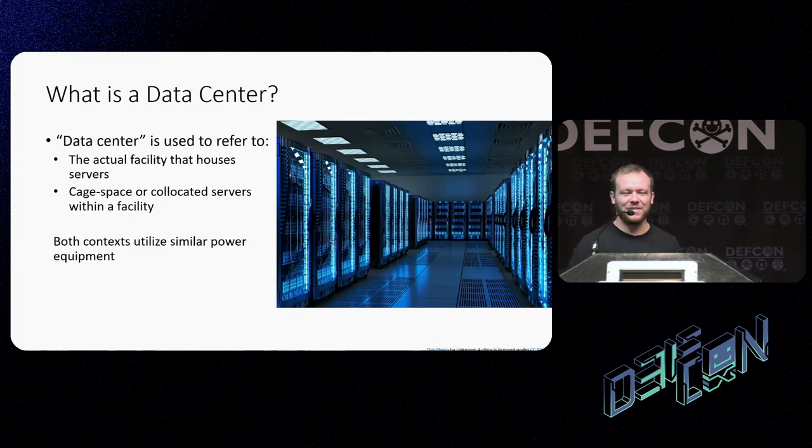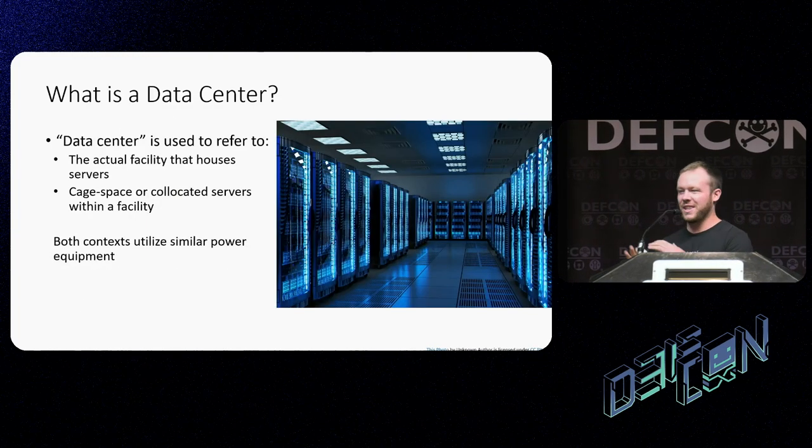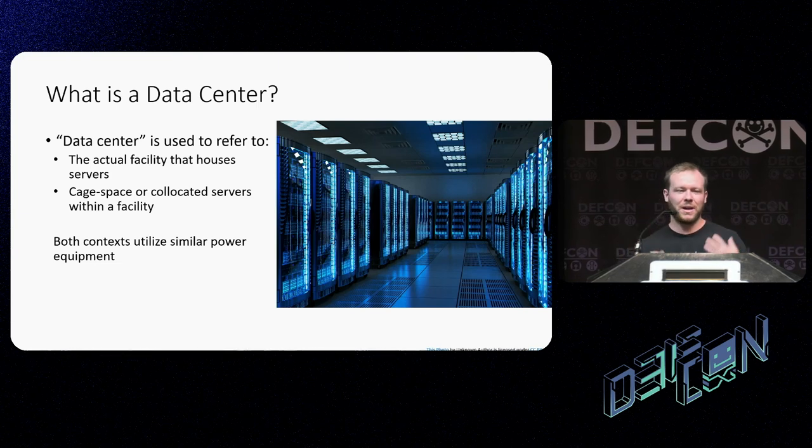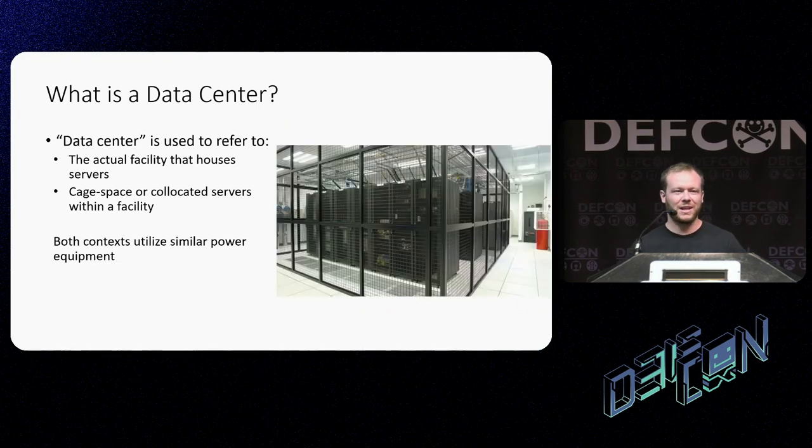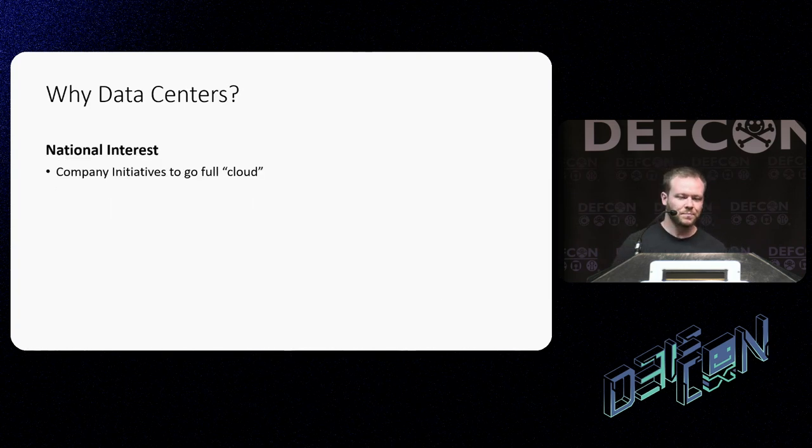All right. So let's dive into what is a data center. Of course, this is the ideal picture everyone sees in their mind. However, it really just looks like a sterile environment with servers. The term data center kind of refers to multiple things. It could be the facility itself that houses a lot of these servers and cage spaces like this, or an individual cage space shown in this picture, or a co-located server rack that companies call their data center. For the context of this talk, both utilize similar power equipment, so it's kind of interchangeable, but it's something to bring up.